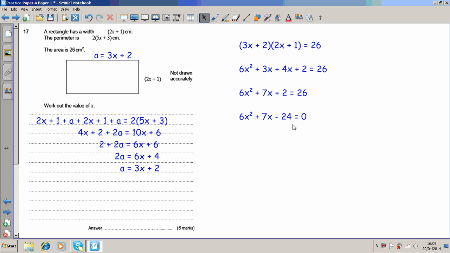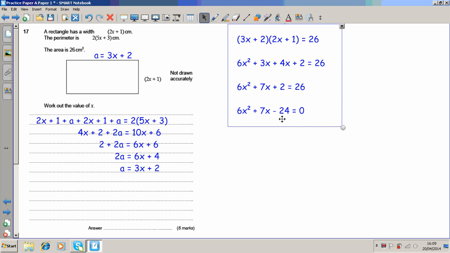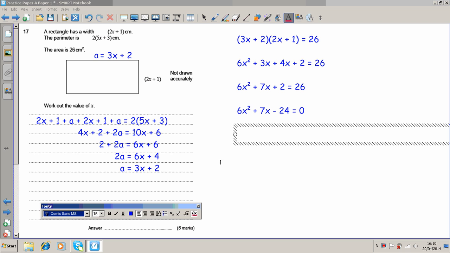Right, so now solving quadratics, I've got some choices here. I can do quadratic formula, or I could do factorising it. Because it doesn't say anywhere leave 2 decimal places, and because I haven't got a calculator, that sort of implies to me that I should be able to factorise it. So that's what I'm going to try and do. I'm going to try and factorise this into double brackets.